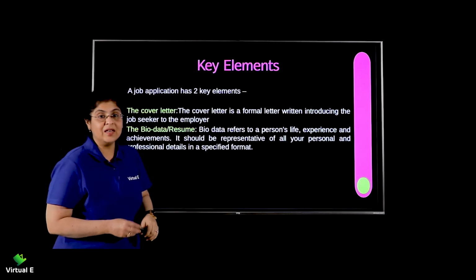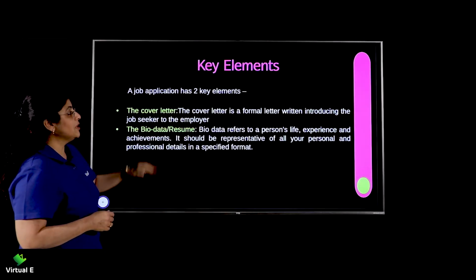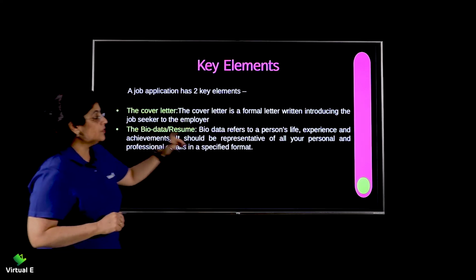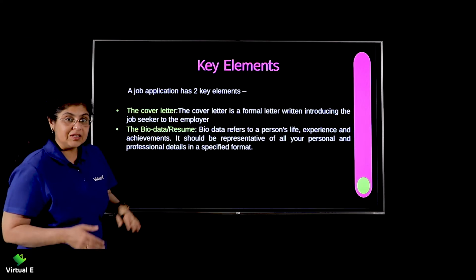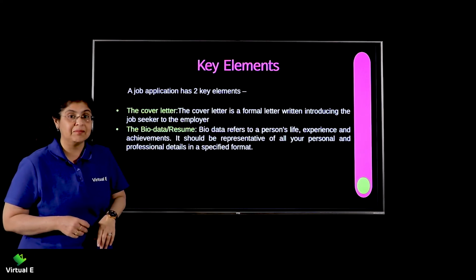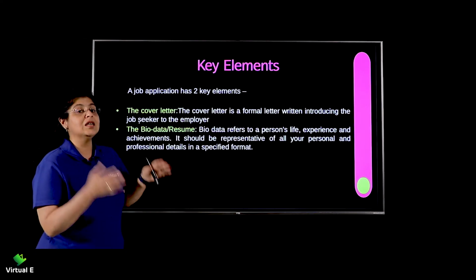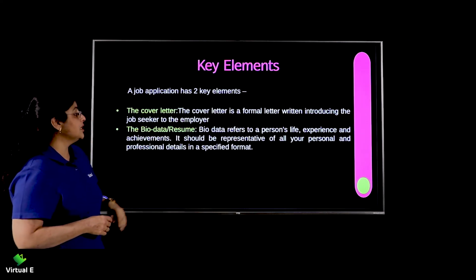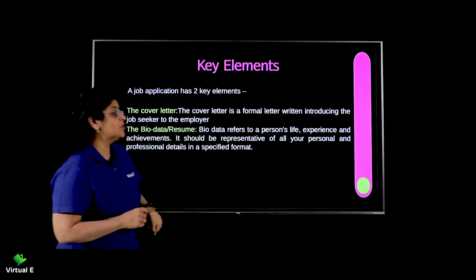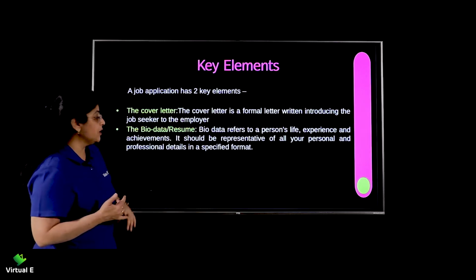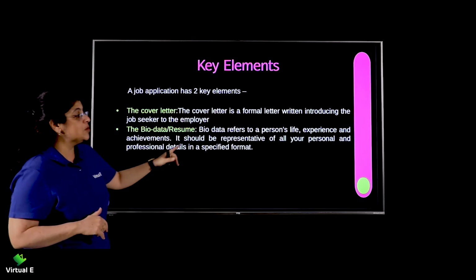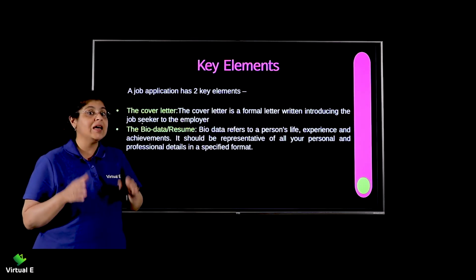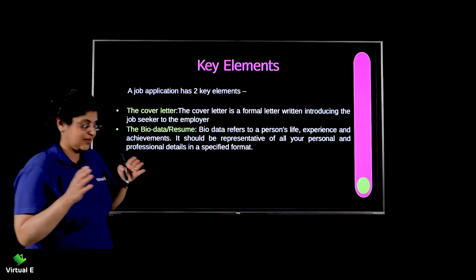Now, talking of the key elements, what are the main elements? A job application has two key elements. One is the cover letter. The cover letter is a formal letter written introducing the job seeker to the employer. We will see in detail what you require for a cover letter. Next, the biodata or the resume. The biodata refers to a person's life, experience and achievements. It should be representative of all your personal and professional details in a specified format.